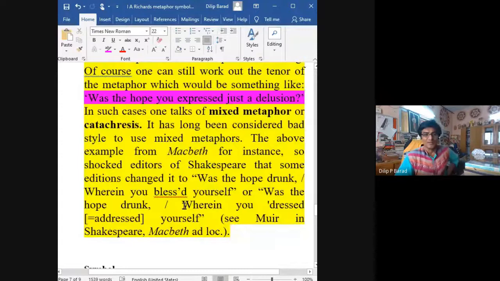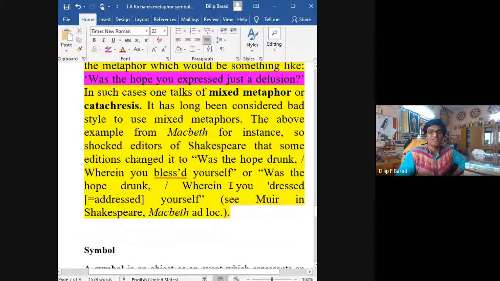The above example from Macbeth, for instance, so shocked editors of Shakespeare that some editions changed it to "Was the hope drunk wherein you blessed yourself?" Many editors changed "dressed" to "blessed."